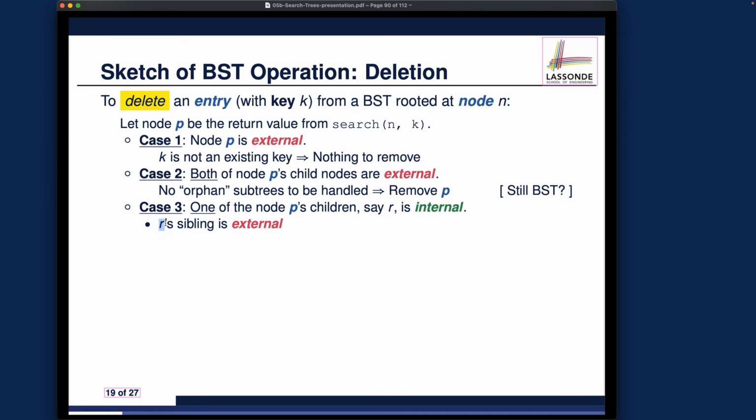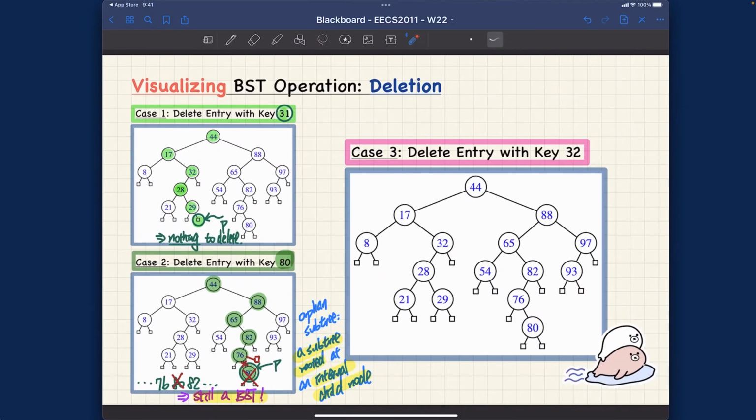Let's say R's sibling is actually external, because R is the only internal child. That means its sibling is external. I'm going to visualize this in a moment. Let's just go over some principle quickly. In that case, we're going to replace the node that we want to remove by R, right? Sounds easy, but let's see exactly how to do this. Let's now move to case number 3.